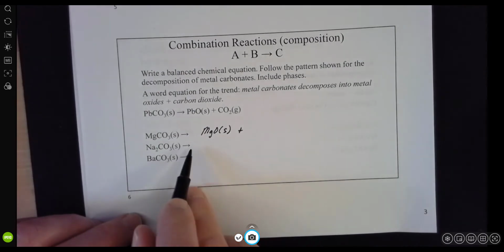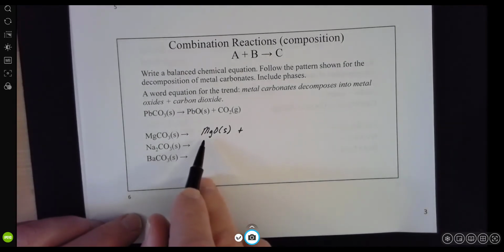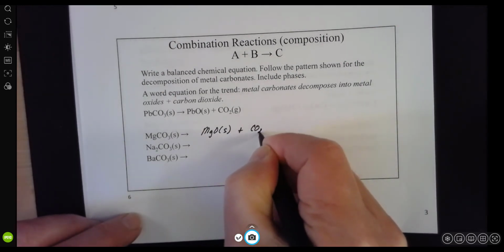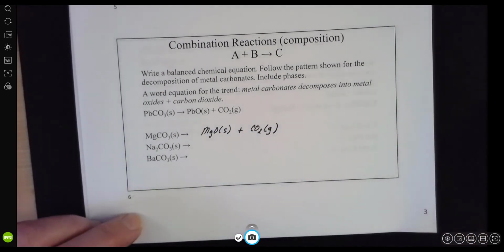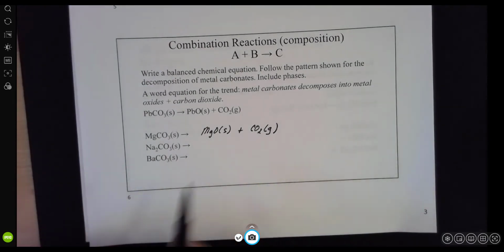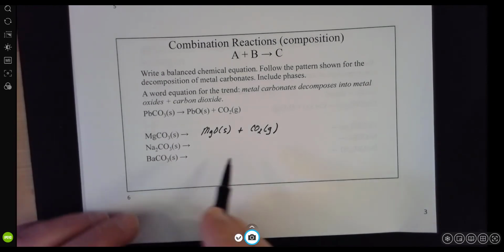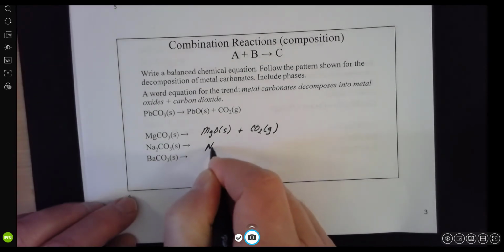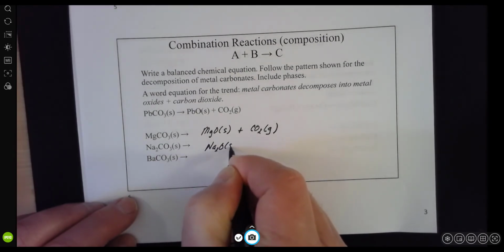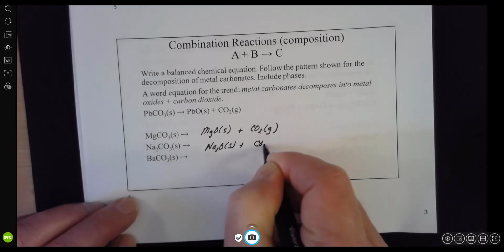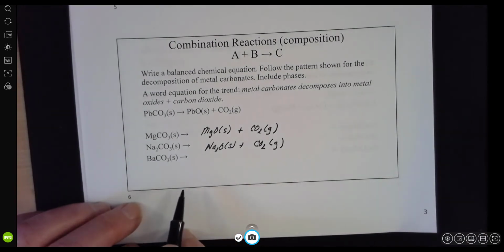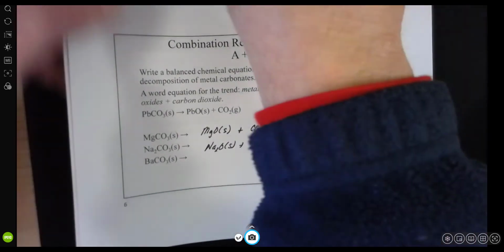How do I know it's 1 O and not 2 or anything else? Because of the charges. Magnesium has a +2 charge and O has a -2, plus carbon dioxide. And it looks pretty good. I think it's all balanced and there's nothing else that I have to do here. We maybe would look at one where it's a little bit different. Let's look at this one down below that has a +1 ion. So this would be sodium oxide, solid, plus carbon dioxide. Not so different. This thing is all balanced as well. All right, so that's that second trend.